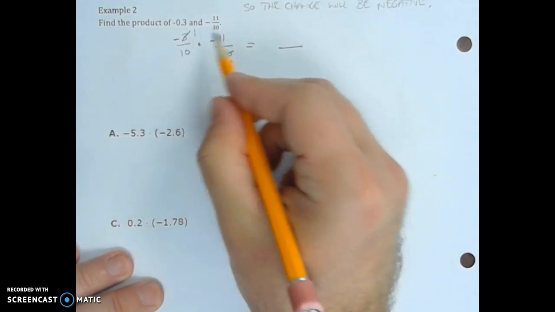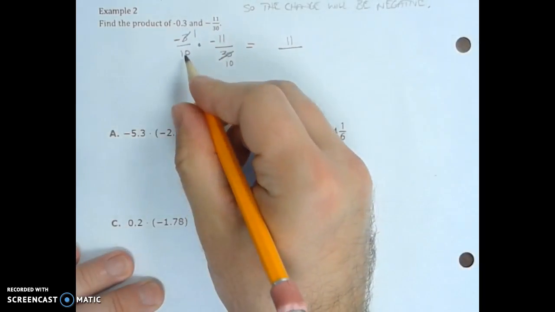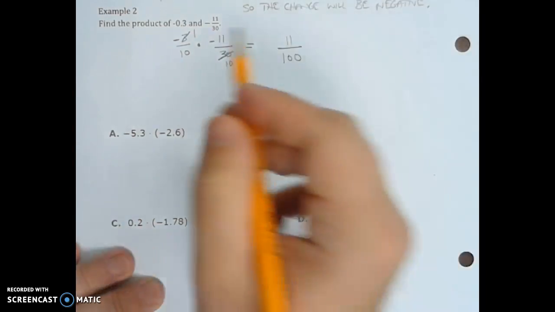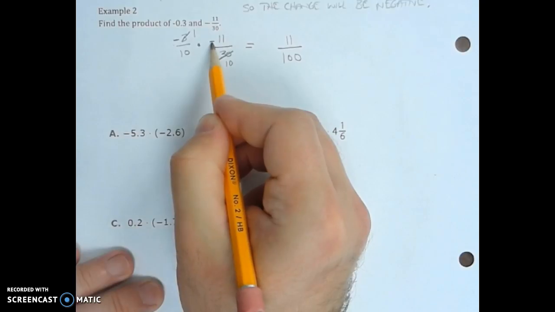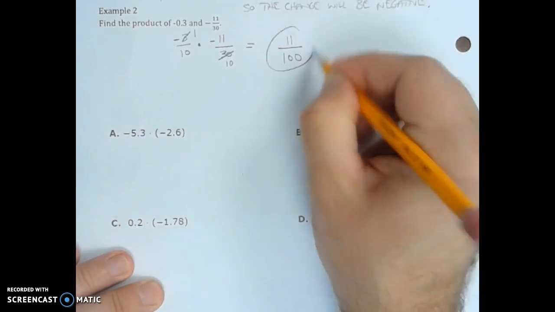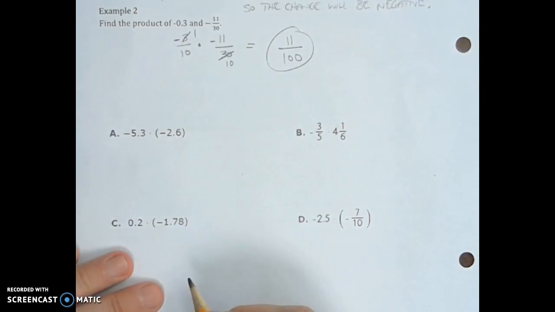For my numerators, 1 times 11 is 11. My denominators, 10 times 10 is 100. And I need to now look at the signs. This was a negative, this was a negative. If you multiply two numbers with the same sign, your answer is going to be positive. So in this case, we get an answer of 11 hundredths.